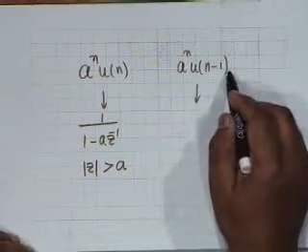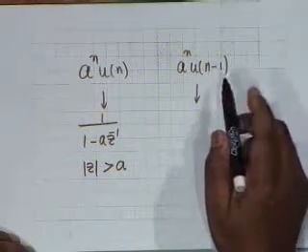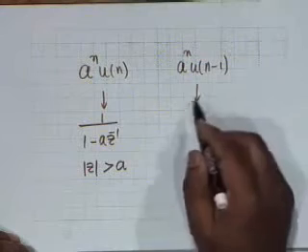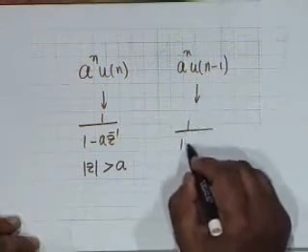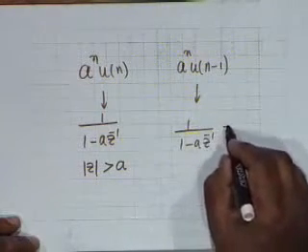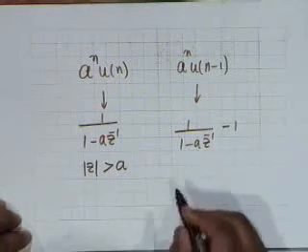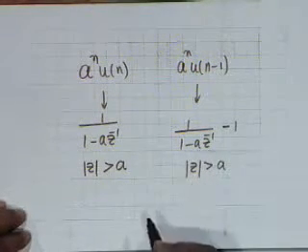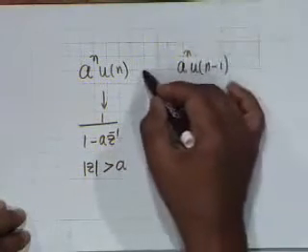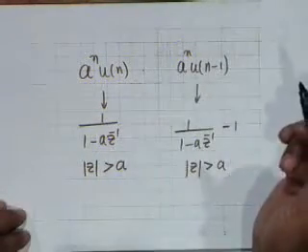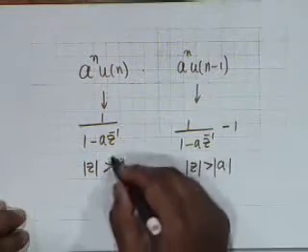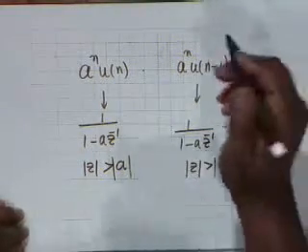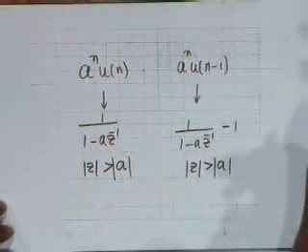Only one sample is missing here. That sample has a value 1. So what we have is 1 by 1 minus a Z inverse, minus 1. Is that okay? The ROC is the same, mod Z greater than mod a, in mod, yes, because a could be positive, negative, or complex.